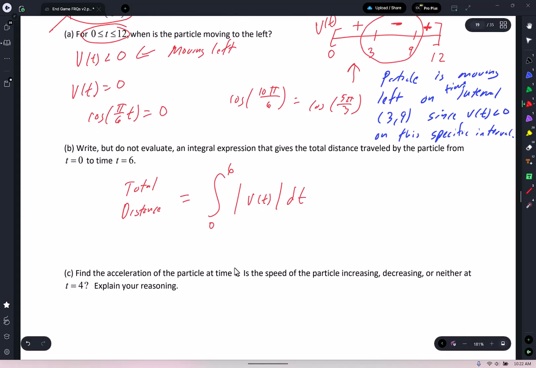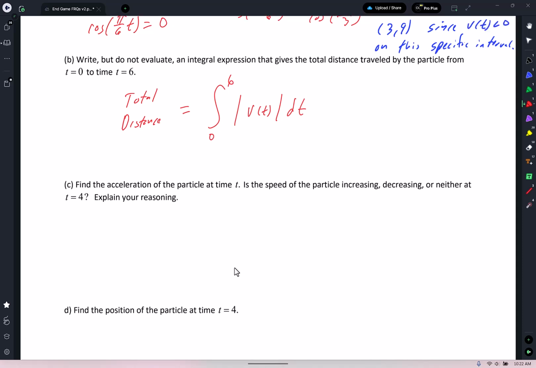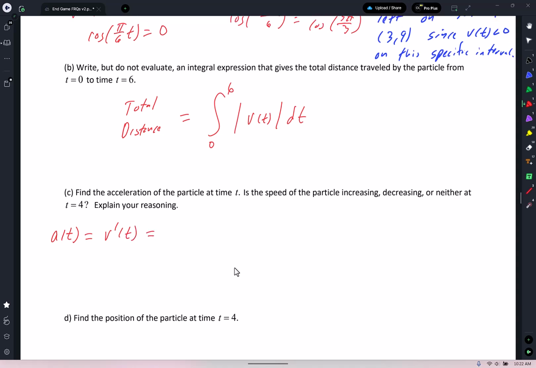All right, here we go. Letter C. Oh, I thought that was the last one. Find the acceleration of the particle at time t. Is the speed of the particle increasing, decreasing, or neither at t equals 4? Let's find the acceleration first. So a of t equals v prime of t. Make sure you connect it, guys. Connect it to velocity. And I'm going to take the derivative.